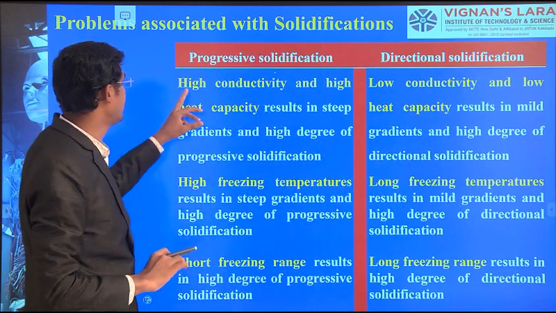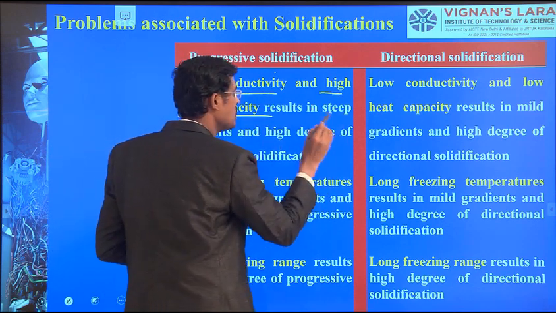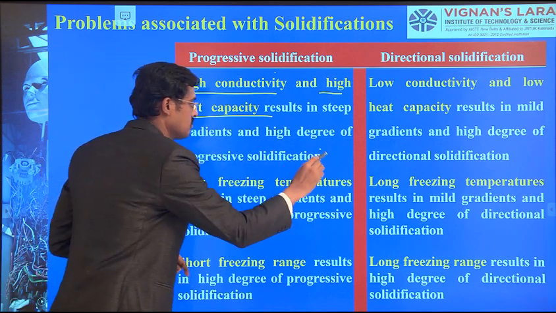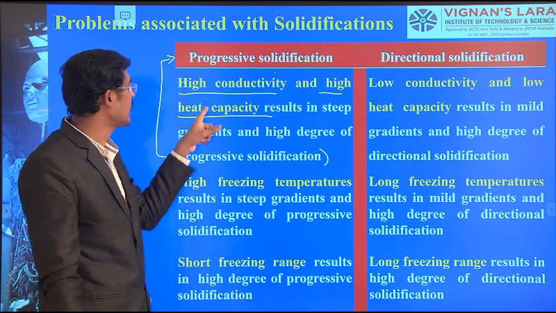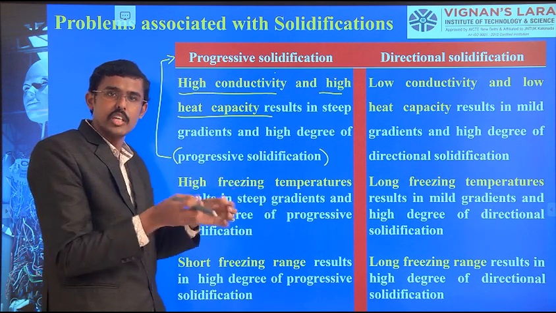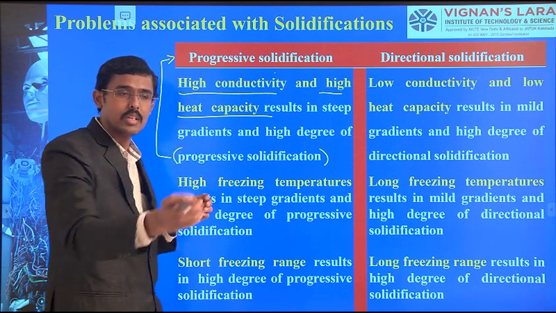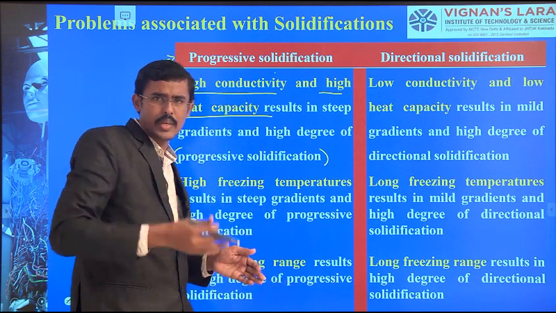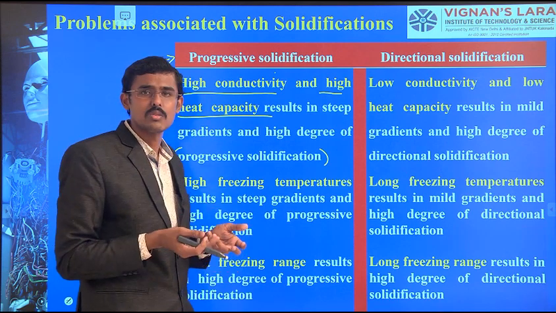How have I compared? A high conductivity and high heat capacity result in a steep gradient and a high degree of progressive solidification. Right? This is what progressive solidification is. A high conducting material absorbs heat and releases heat quickly. Therefore, since it is quick, it finds the easiest path to react to the environment, to give the heat from its object to the atmosphere. Then the temperature transition takes place quickly. Therefore, the progressive solidification is initiated.